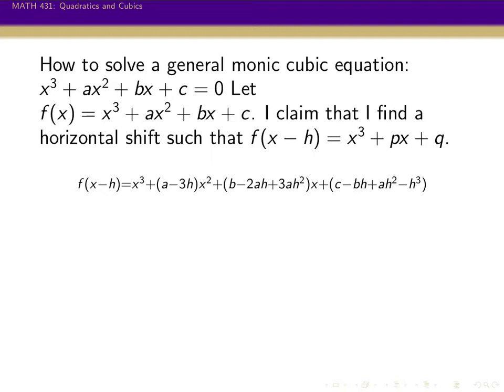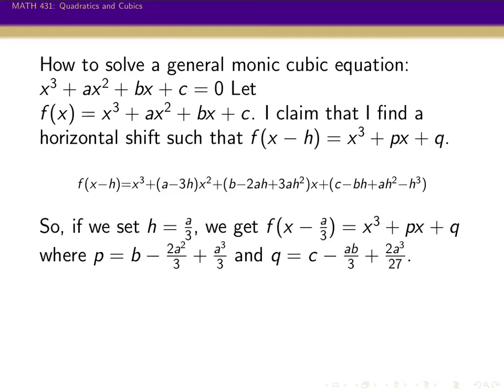I just did it all here. I didn't want to take the time writing it up, but it's a really good exercise, especially if you're a little bit rusty with the binomial formula. This is what you end up getting when you expand it out. And so we want this term with the x squared to disappear. And so what value can we pick for h to make that happen?